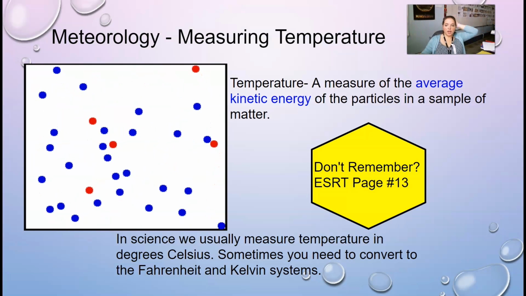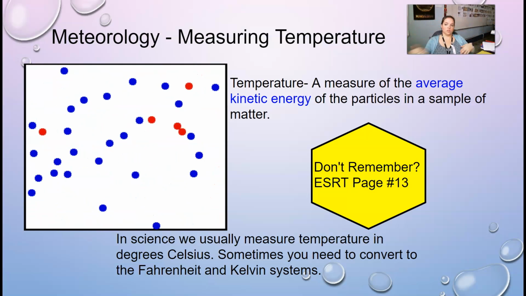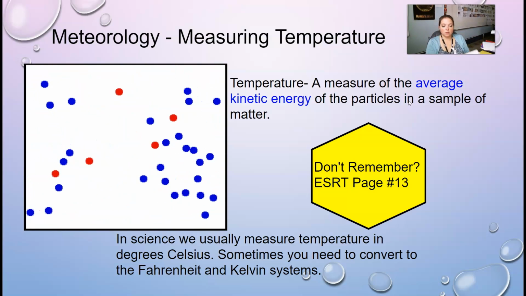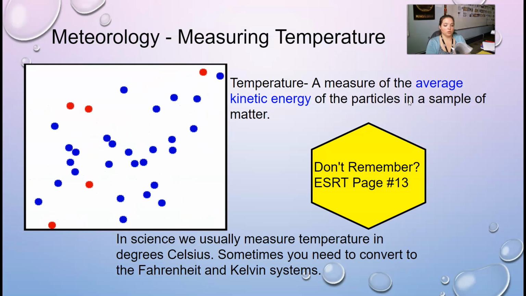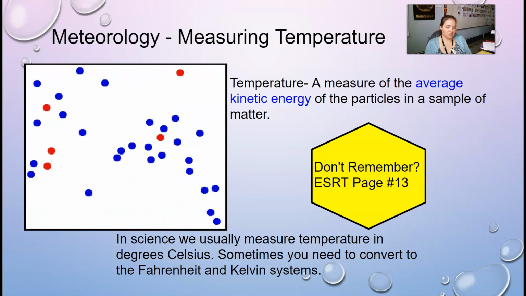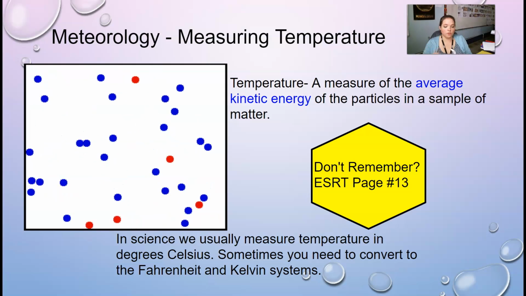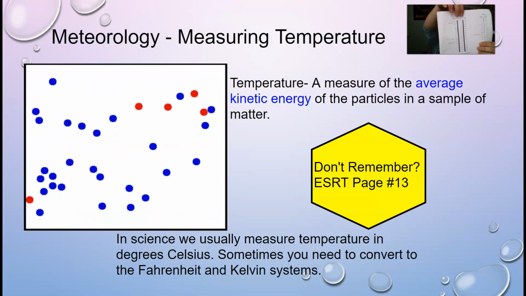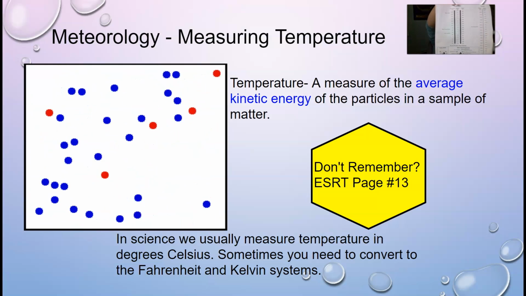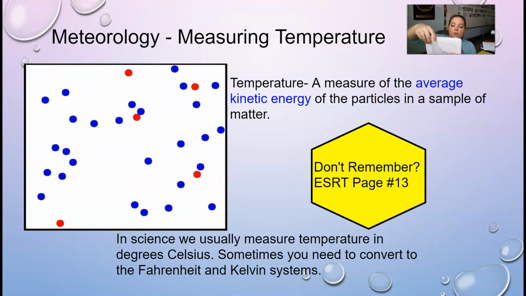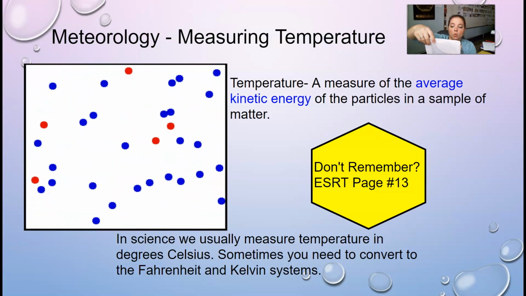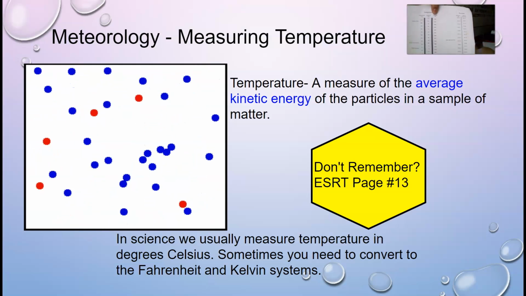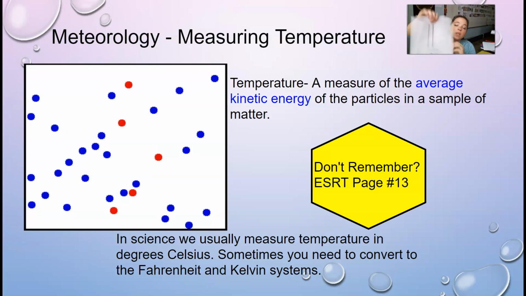It's not in just one particular spot. If you don't remember how to do stuff like this, like how to convert between Fahrenheit, Celsius, and Kelvin, page 13 right here tells you how to do that. If water boils at 100 degrees Celsius, what is that in Kelvin? All I have to do is look up here at that line and follow it across to Kelvin. The same with Fahrenheit.